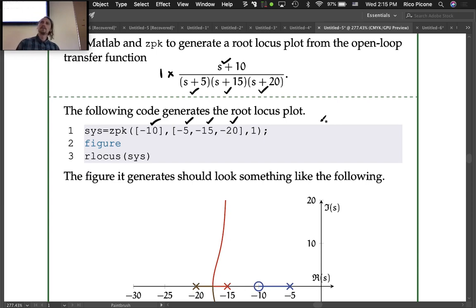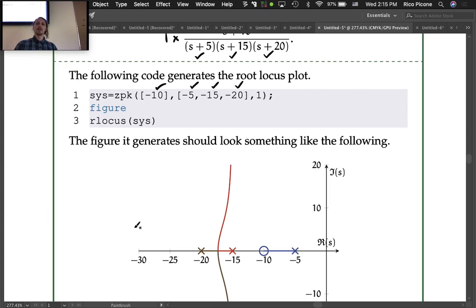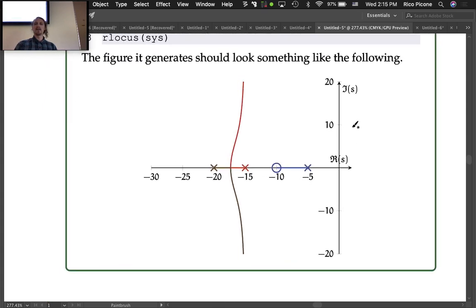Okay, so figure opens a new figure in Matlab. If you don't include this, rlocus will either open a new figure if there's no figure open, or it'll merely use the last figure that you had open and overwrite the plot, which is usually not what you want. So that's why I put figure in there so that it opens a new figure, and then it'll write our rlocus of sys on there, and something like this is generated.